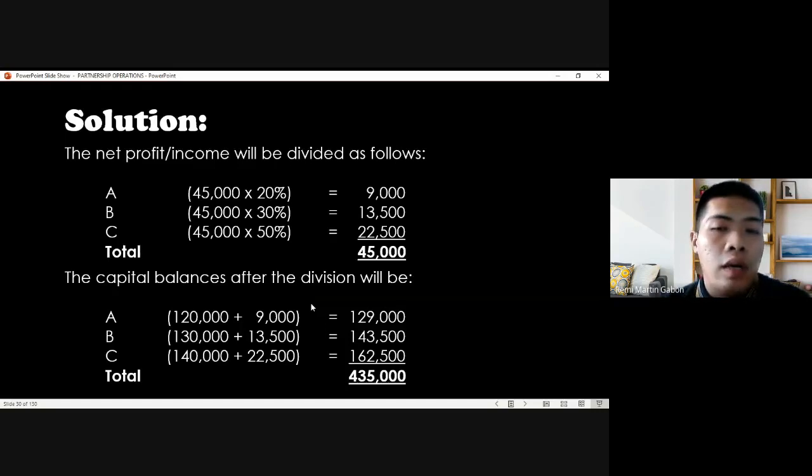B, we have 143,500, and for C, we have 162,500. A total of 435,000.